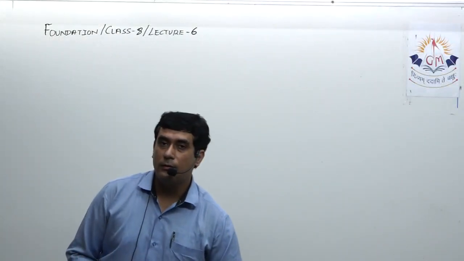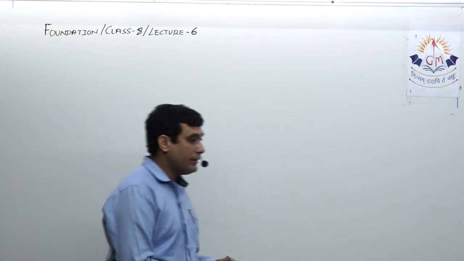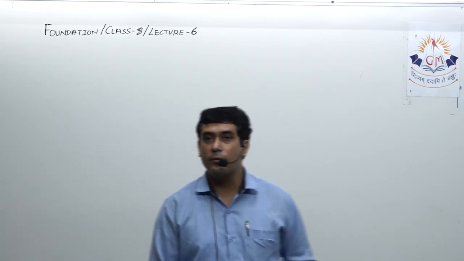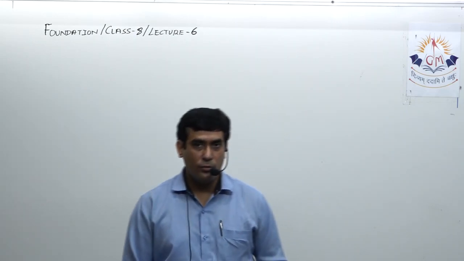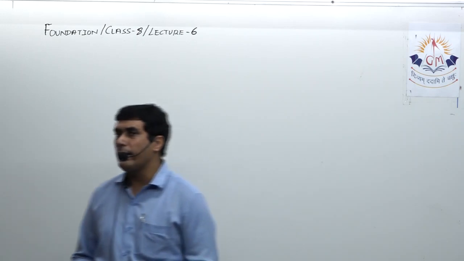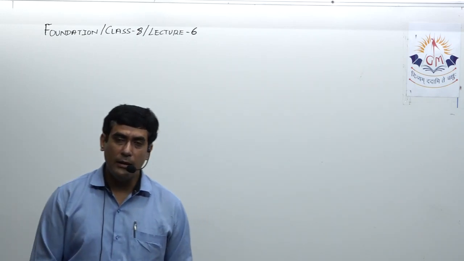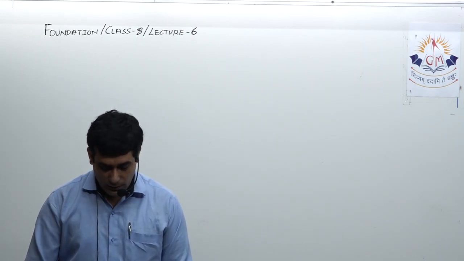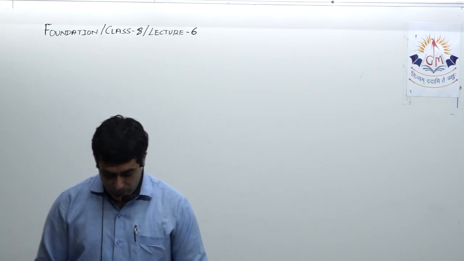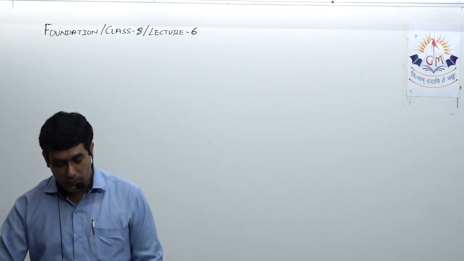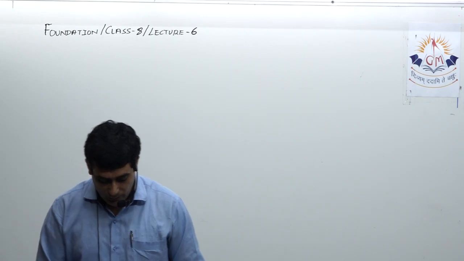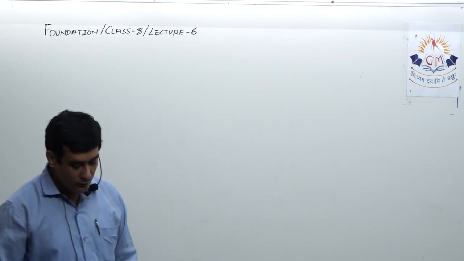Hello friends, in the last lecture we started a new chapter, that is linear equation in one variable. We solved some 8 to 9 questions over there. Now we'll see some more questions on the same concept, that is we'll see how to get the value of the unknown, that is the variable. So here is the very first question of this lecture.